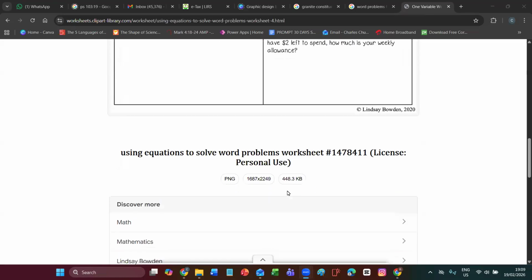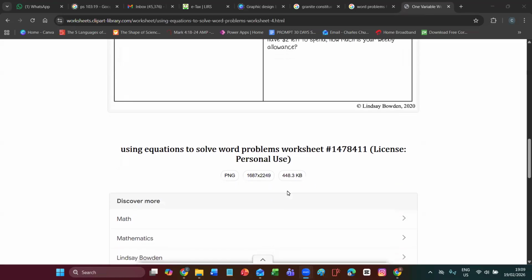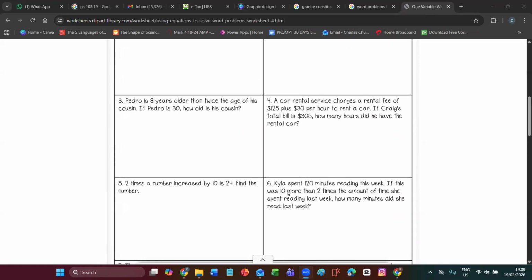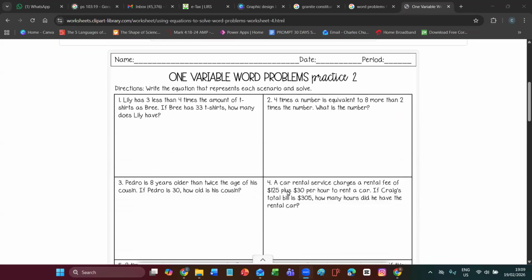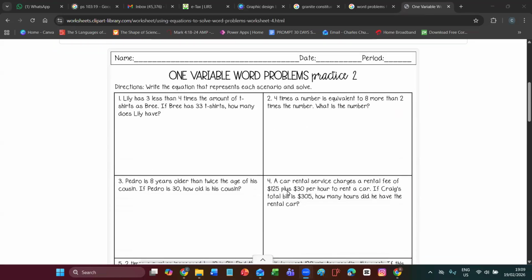These questions are quite straightforward. Let's see what is expected in each one. Basically, we have to come up with the equation and then solve them. So that's the interpretation of the word problem and then the solution.